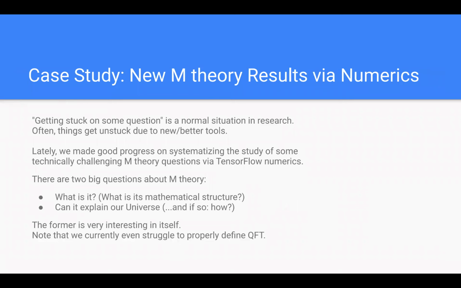Now, talking about M-theory, there are two big questions about it. The first one is, what is it? So what's its mathematical structure? And the second one then is whether it can explain our universe at all, and if so, how that might work. But the former question is very interesting in itself, and here I'd like to point out that currently we are even struggling to properly define what a quantum field theory is, as is witnessed by this Millennium Prize problem on giving a mathematically convincing definition of Yang-Mills theory.